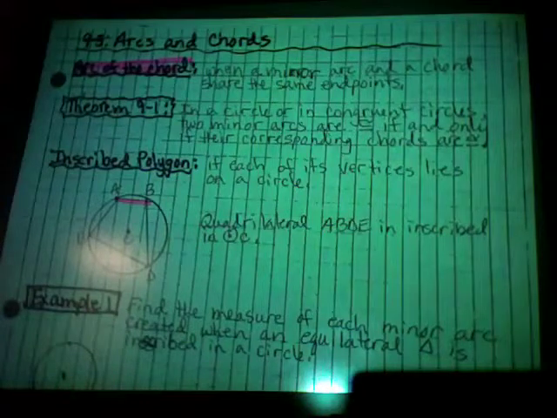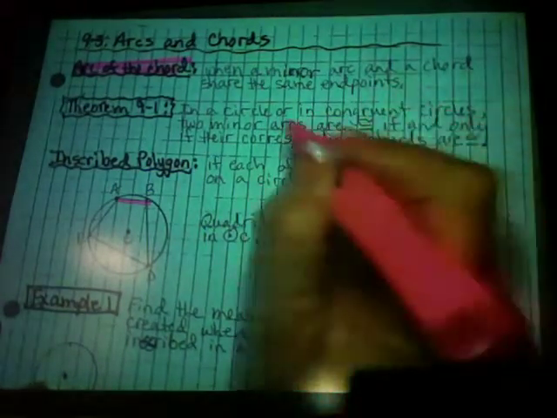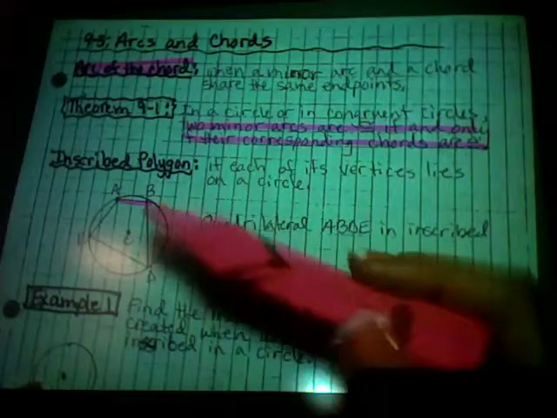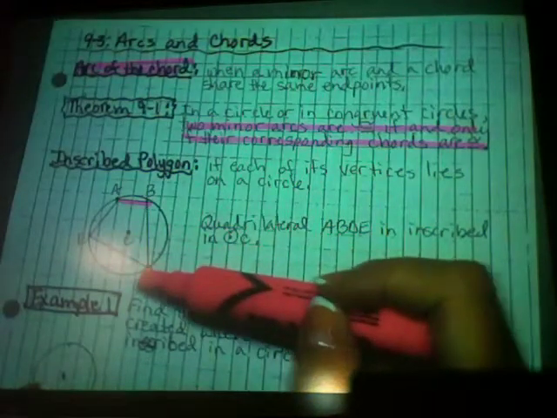Theorem 9.1 says in a circle or in congruent circles, 2 minor arcs are congruent if and only if the corresponding chords are congruent. So this is really important. If I could prove that segment BD was congruent to segment ED, then I could conclude that arc BD is congruent to arc ED.